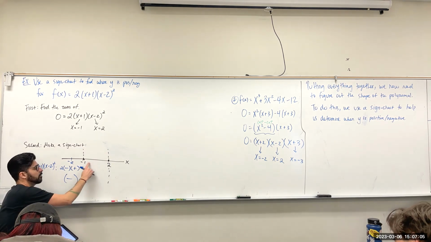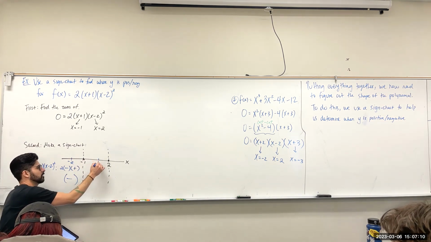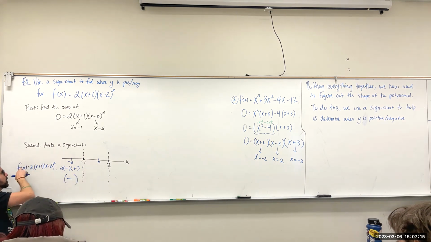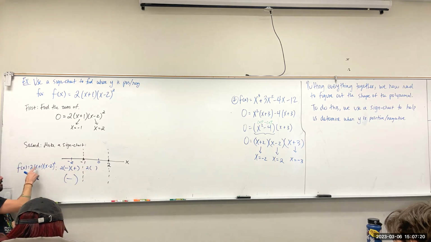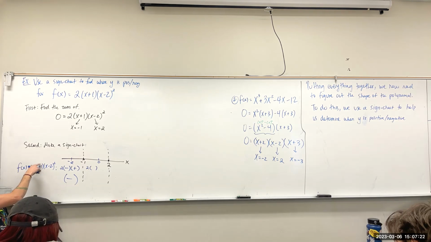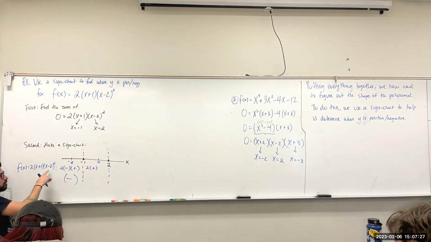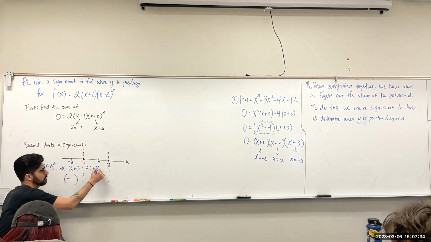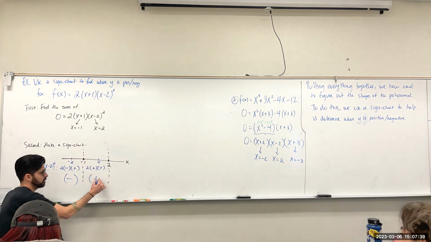Now we're going to pick an x value in between -1 and 2. Let's pick 0. If we plug 0 into the function, we're going to get 2 times positive or negative. I'm going to plug in 0 here. Positive, and then this will always be positive because you're squaring it. Whatever answer you get here, you have to square it, so it's going to make it positive. So my overall y value will be positive.